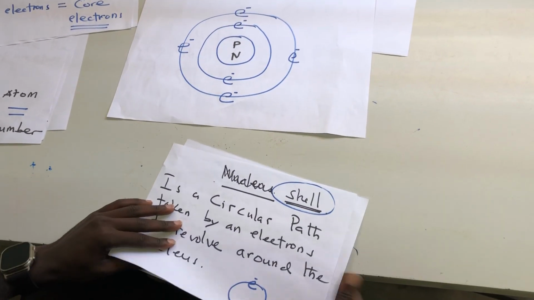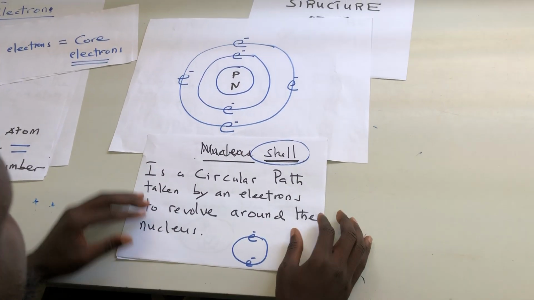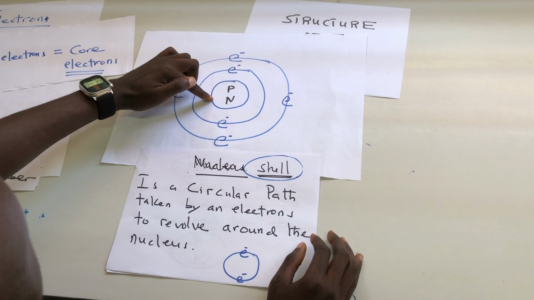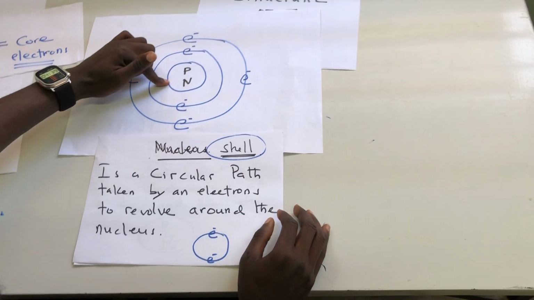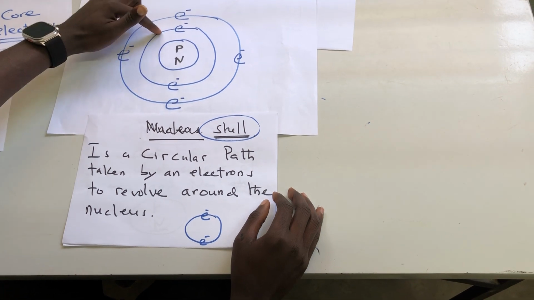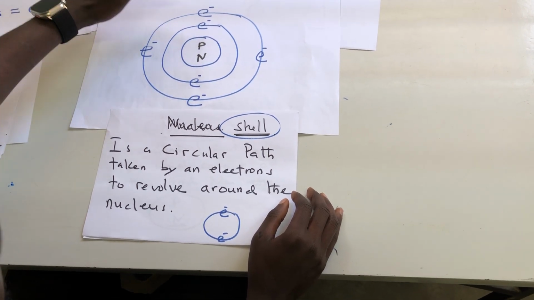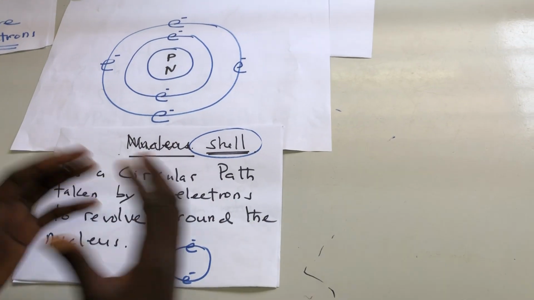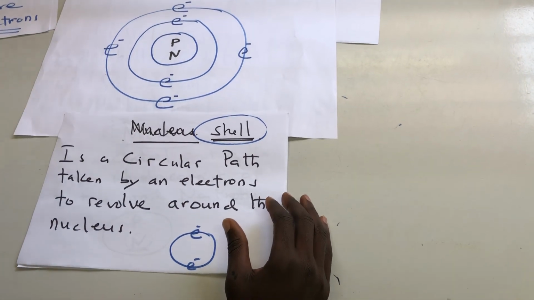Number 2, we have seen that we have shells. Kwa hiyo kwanza ni nucleus. This one, it is not a shell, it is a nucleus. But the first layer after nucleus, it is what we call shell. Kwa hiyo ni shell na pia ni shell. Au sometimes tunaziita orbits. Sometimes pia tunaziita energy level.